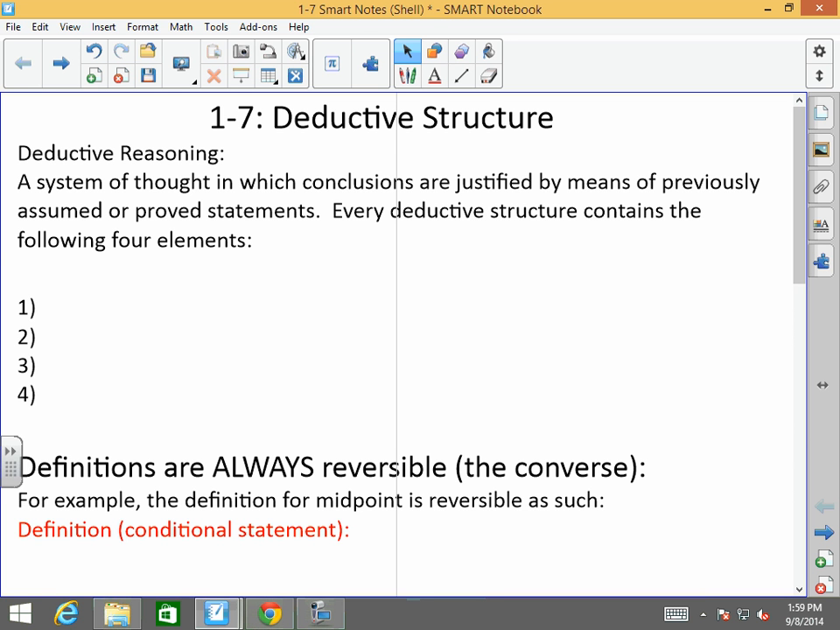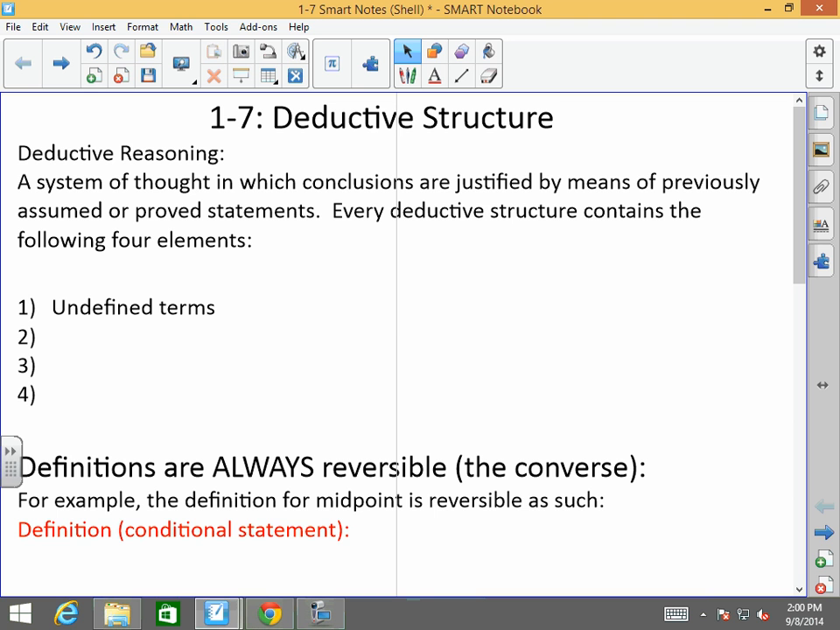So please pay attention. Okay, deductive reasoning, my friends. Deductive reasoning is basically how we do proofs. It's a system of thought in which conclusions are justified by means of previously assumed or proved statements. Every deductive structure contains the following 4 elements. Number 1. Undefined terms. Okay? You're going to have terms that are undefined that you're going to have to define.